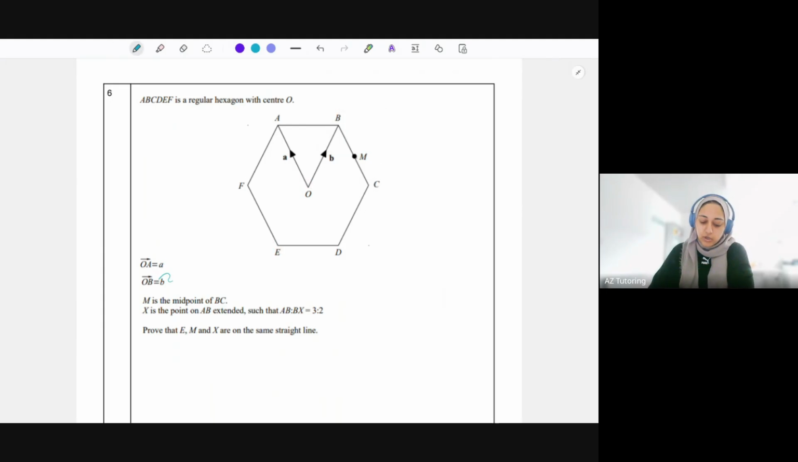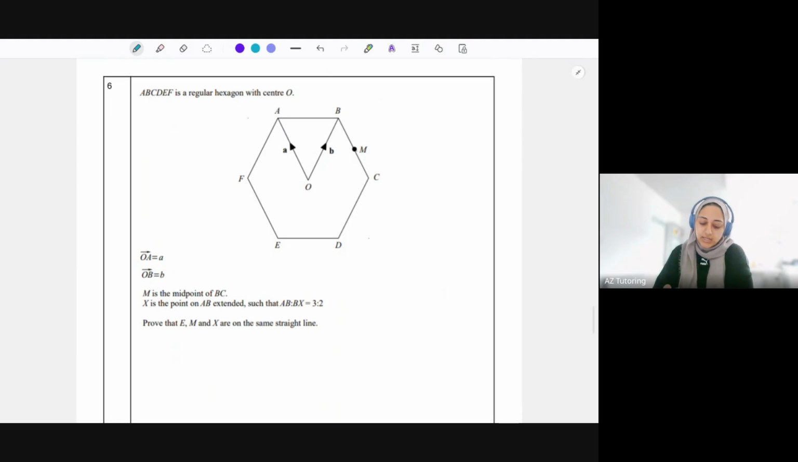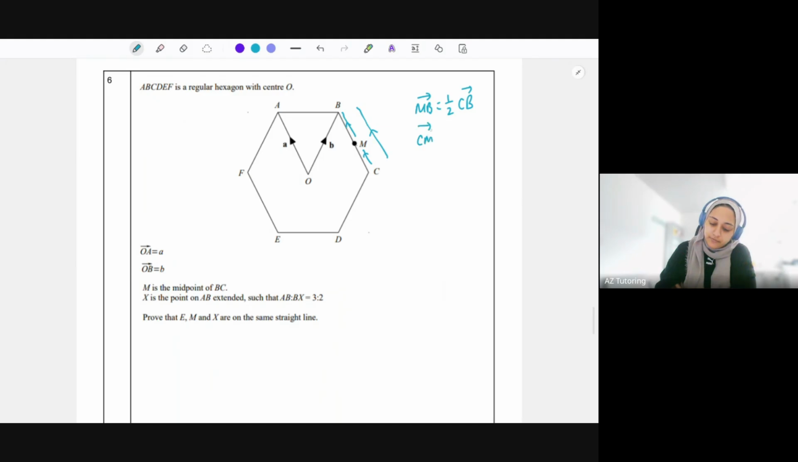It's then given us two vectors, OA is A and OB is B, which we can see on the diagram. It says M is the midpoint of BC. So remember, if M is a midpoint, and CB is the whole direction, then we can say MB is half of all of CB, and we can say CM is half of C to B, or vice versa. So that's the relevance of M being the midpoint.